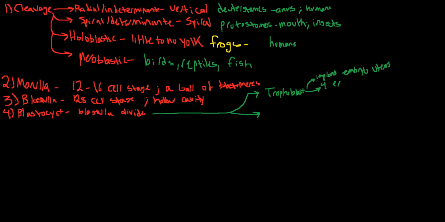So now we have the 4 extra embryonic structures. They are going to be as follows. The first one is going to be your amnion, and that is going to be your innermost layer. That's going to be the water/fluid-like cushion that cushions the embryo.